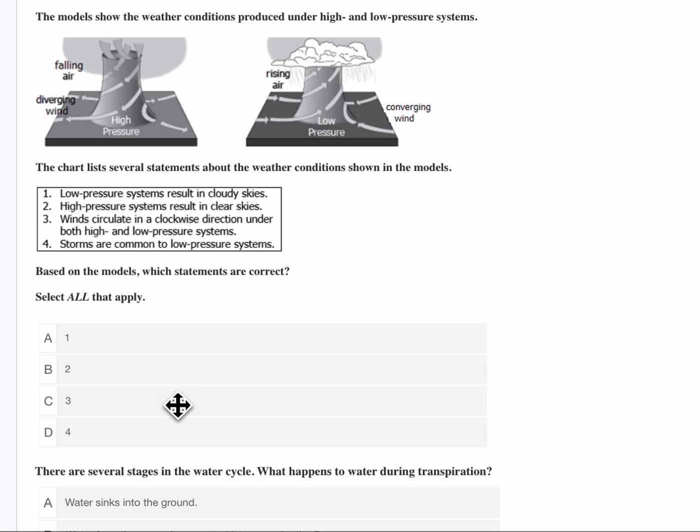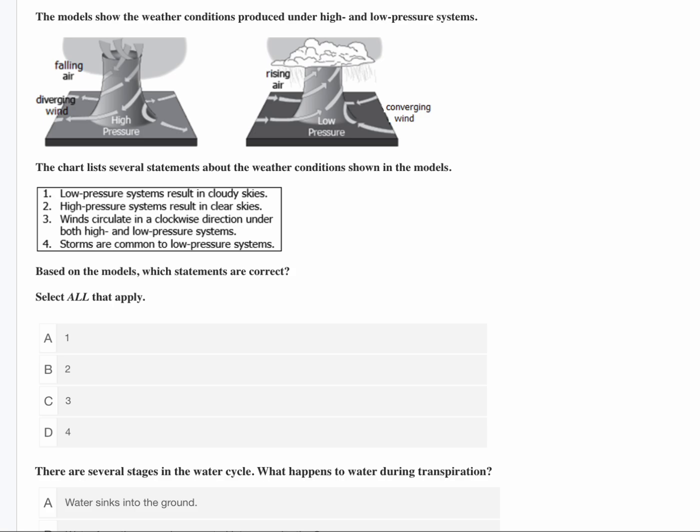The model shows the weather conditions produced by high and low pressure systems. Image 1. Falling air, diverging wind, high pressure. Image 2. Rising air, low pressure, converging wind. The chart lists several statements about the weather conditions shown in the models. 1. Low pressure systems result in cloudy skies. 2. High pressure systems result in clear skies. 3. Winds circulate in a clockwise direction under both high and low pressure systems. 4. Storms are common in low pressure systems.